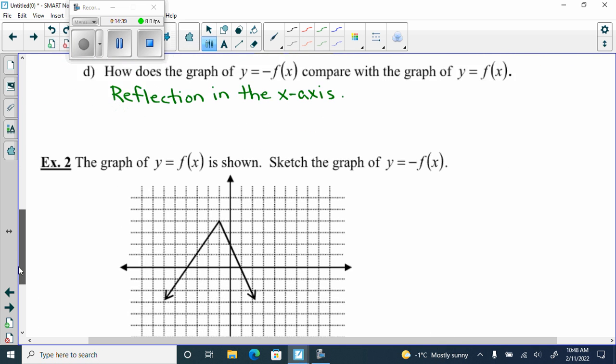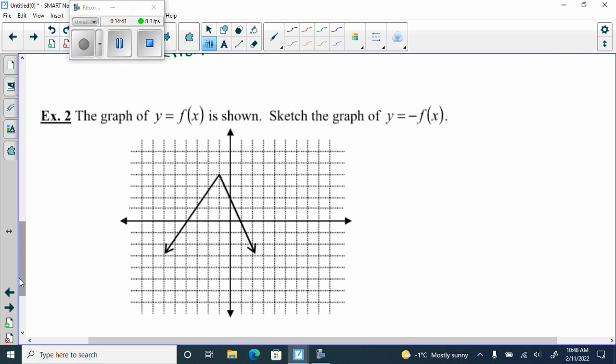Okay, I want you to sketch the new one of this. So, this says y equals f of x. I want y equals negative f of x. When that negative's in front, what is it? It's a reflection in the x-axis, because when it's with the y, it's in the x-axis.